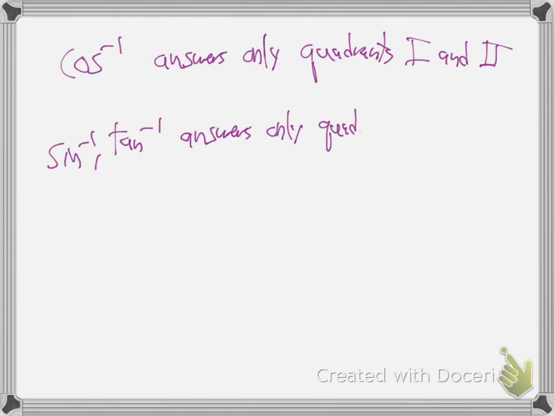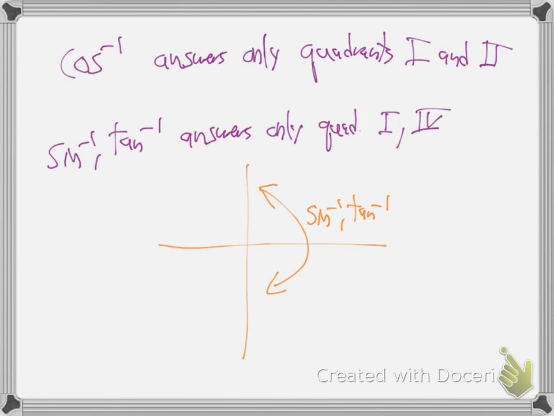Anybody remember? 1 and 4. Good job. 1 and 4. Really little tricky thing to remember as you move into calculus. This will come up every now and then. So let me draw. I remember better with a picture. So for these two quadrants, that's for sine inverse and tangent inverse. And these two quadrants are for cosine inverse.